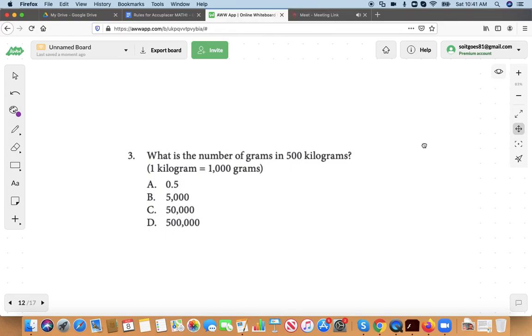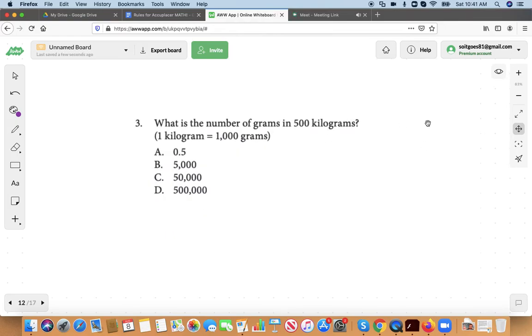A little bit similar here. Go to number 3 for me, please. What is the number of grams in 500 kilograms? 1 kilogram equals 1,000 grams. Okay. Again, the temptation is just to jump right to an operation. Don't do that.